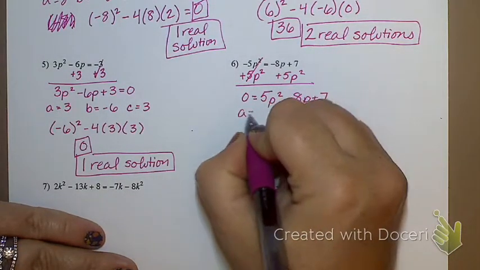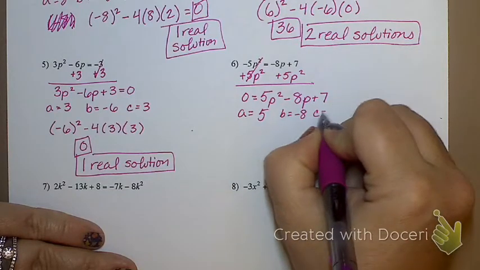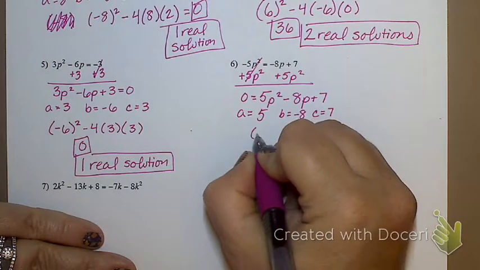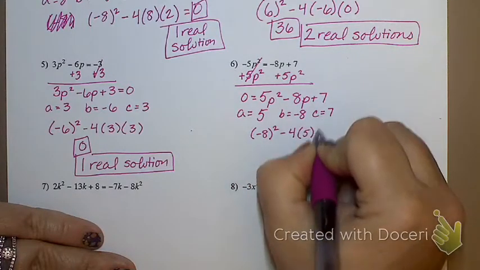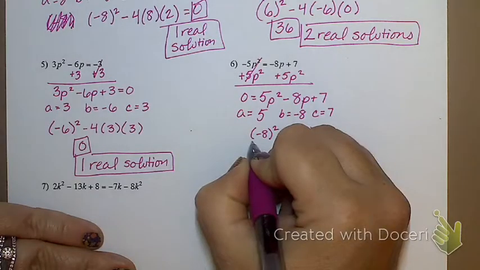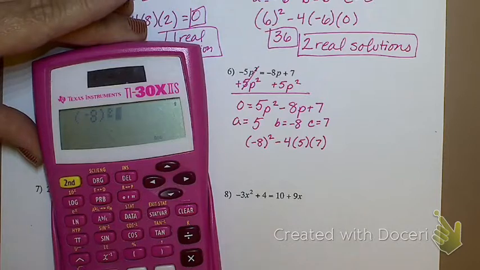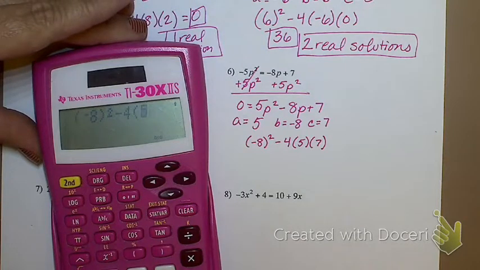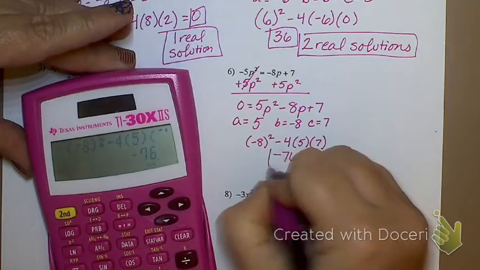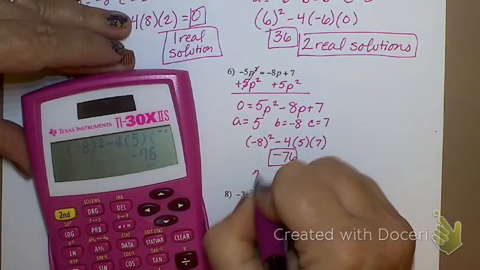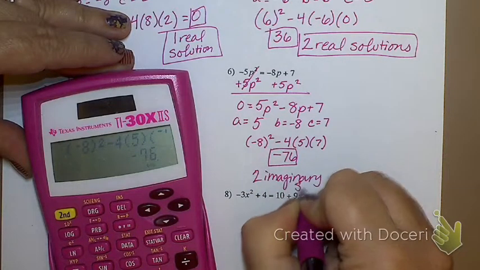What is A here? 5. What's B? Negative 8. And what's C? 7. So if I do B squared minus 4AC, I get what? Negative 76. So it doesn't matter, which means what? It's two imaginary numbers.